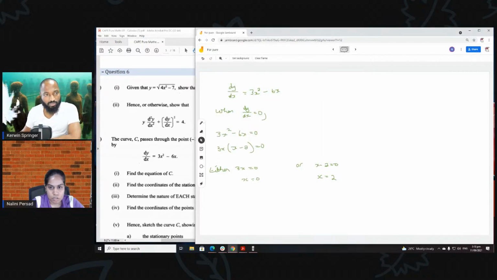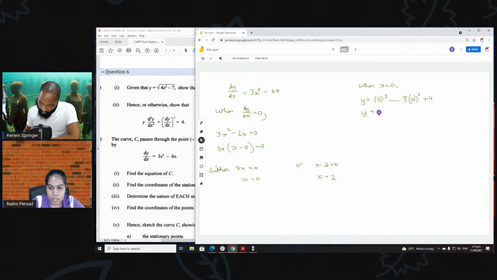So when x is 0, we're going to substitute 0 into the equation of the curve, which we found in the part above. y is equal to x cubed minus 3x squared plus 4. So that's 0 cubed minus 3 by 0 squared plus 4. So this will give y equals 4.